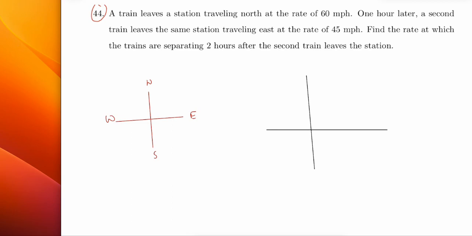Okay, so now it says we are traveling north. We're going to call that y. So dy/dt is 60.